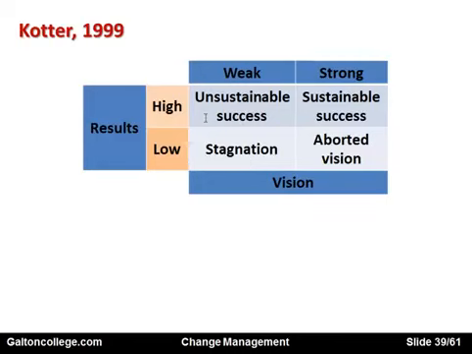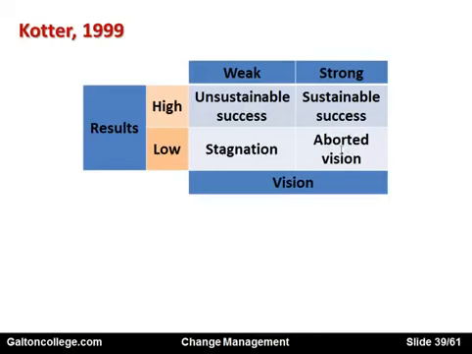Weak vision and high results: unsustainable success. Well, it's a weak vision, so people are achieving, getting high results, but they don't know why they're getting them. They don't quite understand what's going on, and they have a weak vision. They don't know where they're going. It's almost inevitable it's going to collapse because there's no direction. They're not heading in any particular direction. Not sustainable.